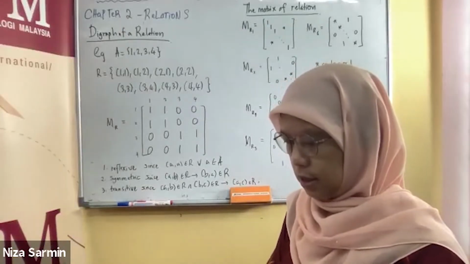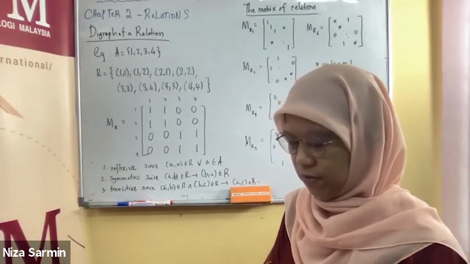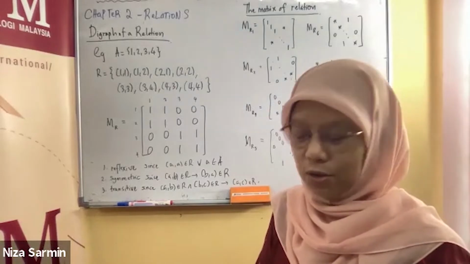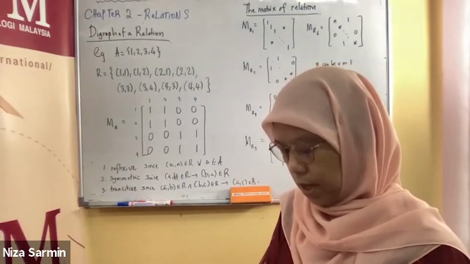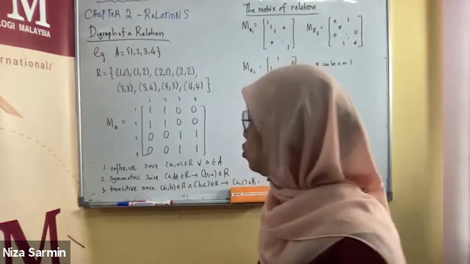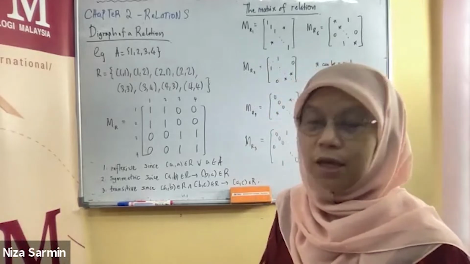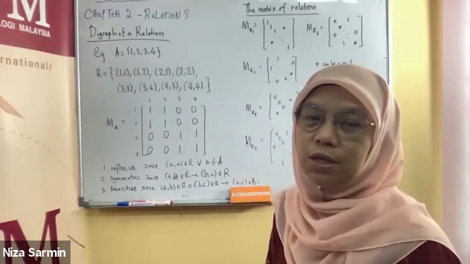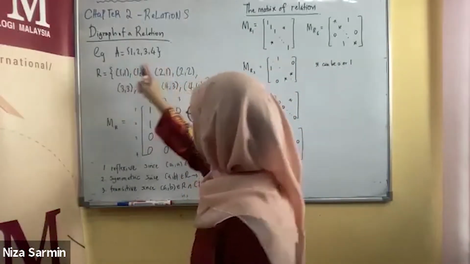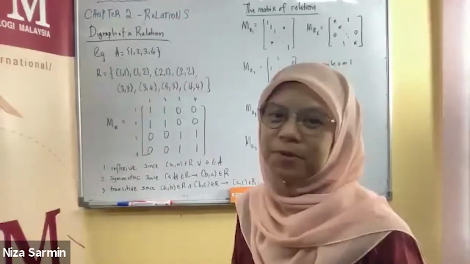Next, I want to know whether it is irreflexive. Of course not, because we have (1,1). Asymmetric? No, because you have (1,2) and (2,1). Not asymmetric, and also not antisymmetric because of the (1,2) and (2,1). If you have a pair like this, definitely it's not asymmetric or antisymmetric. That's the easy one.